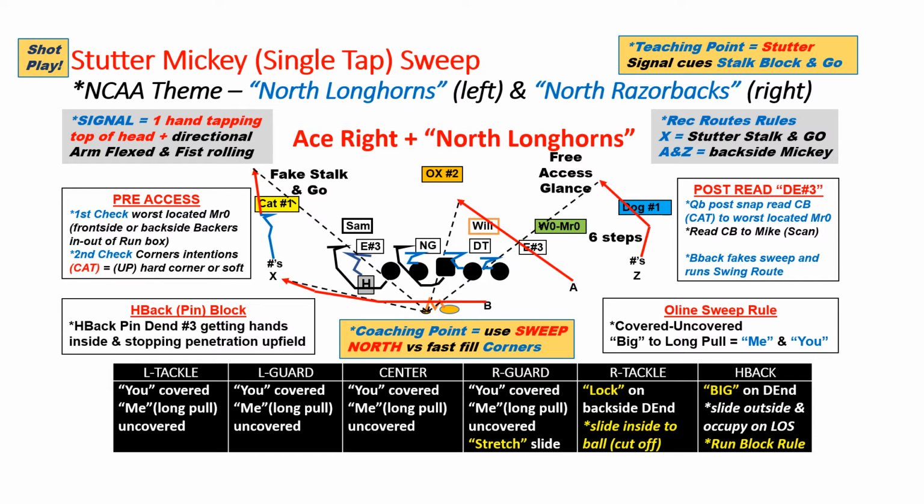Quarterback is going to go ahead and post-snap read that strong corner all the way. If he bites, just go ahead and throw yourself a touchdown. Key there is don't overthrow. If not, we go to our regular Mickey looking for the A for open grass and our Z with free access on the glance backside.